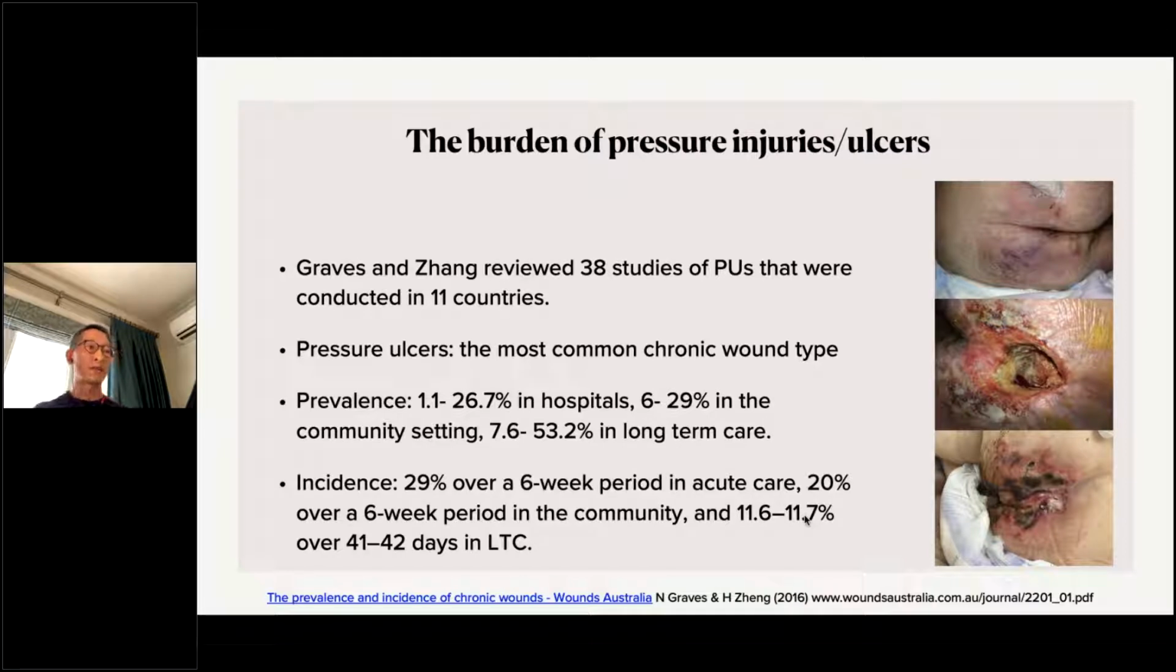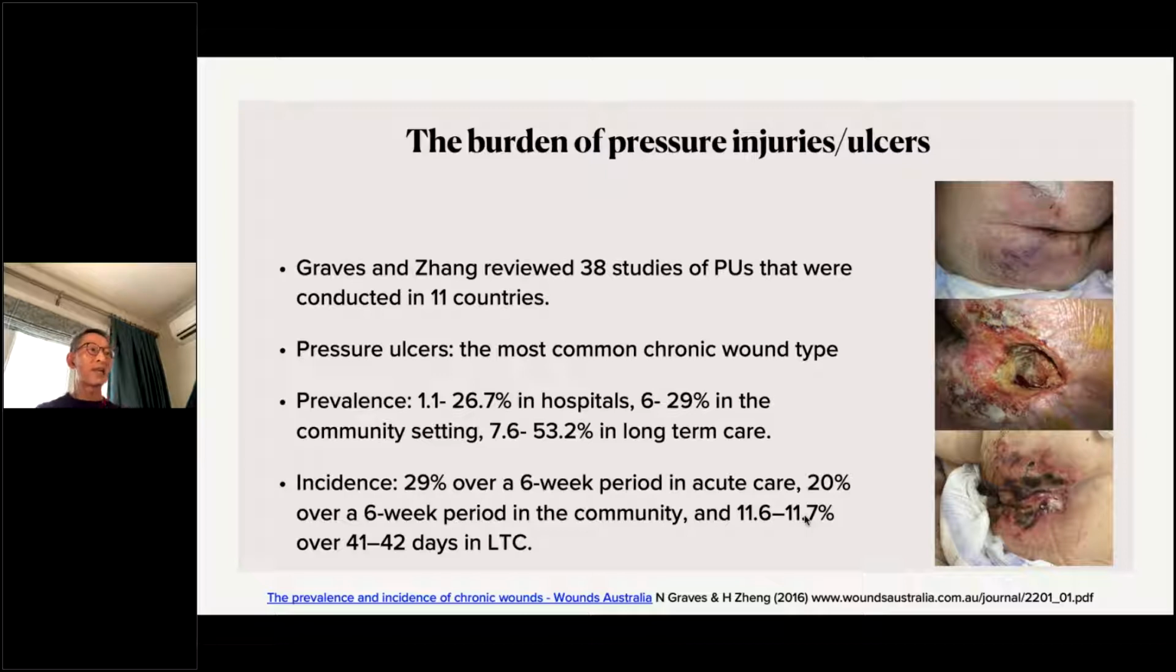The prevalence is estimated to be as high as 26% in acute care, about 29% in community care, and in long-term care as high as 50%. As you can imagine, during the whole pandemic situation that we are encountering right now, the prevalence of those pressure injuries is even much higher compared to the normal state.